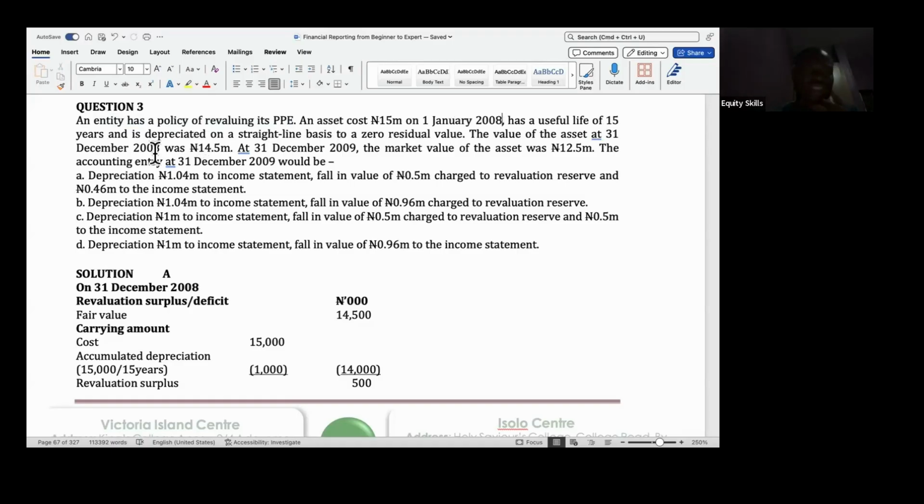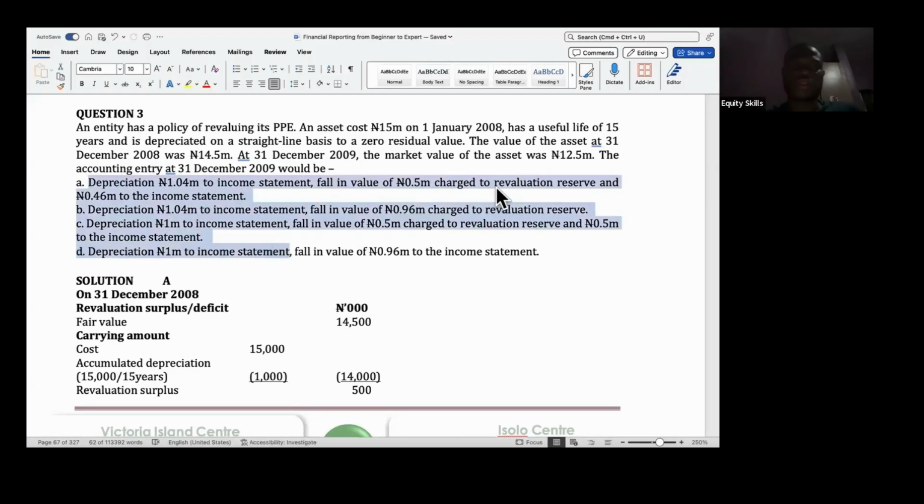The value of the asset at 31st December 2008 was 14.5 million. At 31st December 2009, the market value of the asset was 12.5 million. The accounting entry at 31st December 2009 would be, okay, let me leave these options and just solve it. The question is asking us, what is the accounting entry at the end of 2009?